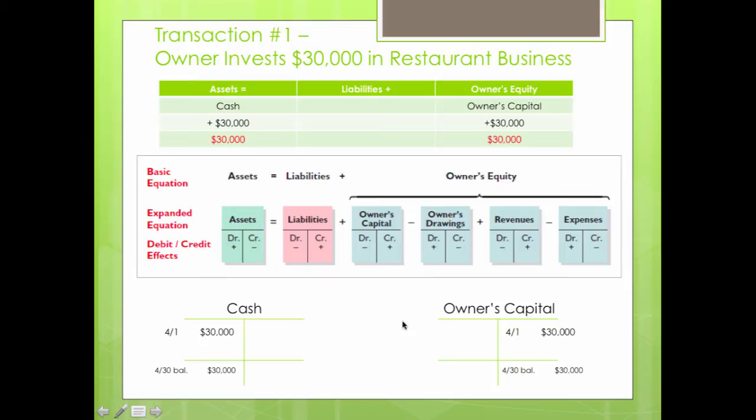Same thing for capital, and the balance was the balance at the end of the month. Owner's capital is the same. On April 1st, the owner invested $30,000, and in order to increase the account under owner's capital, you record it as a credit. So you put it on the right-hand side as $30,000, and then you find the account balance on April 30th for $30,000, and you're done. Okay?